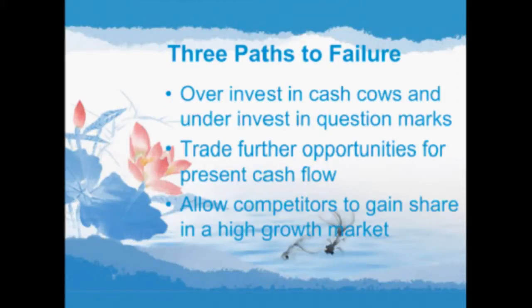There are also three paths to failure. Companies overinvest in cash cows and underinvest in question marks. Companies trade further opportunities for present cash flow. Managers allow competitors to gain share in a high growth market.